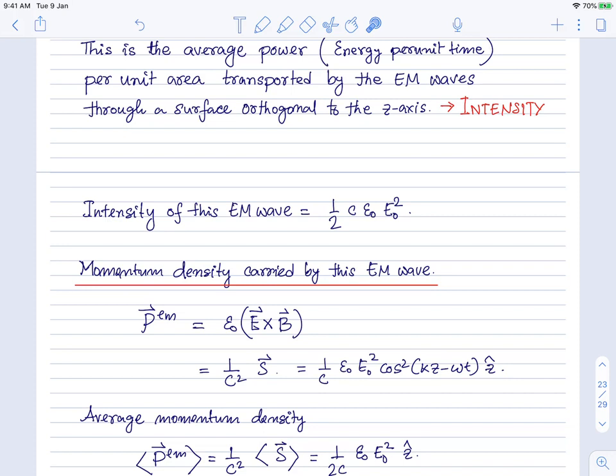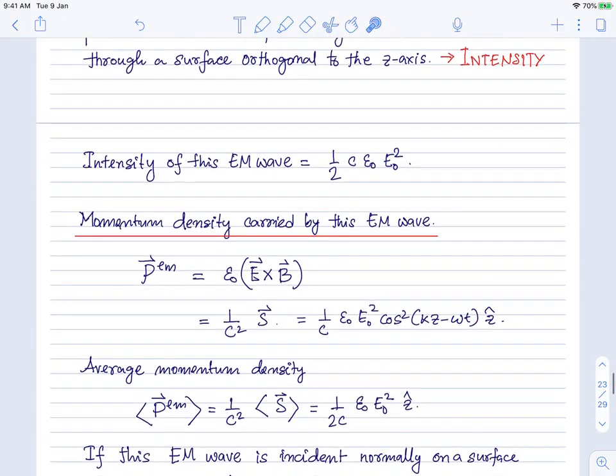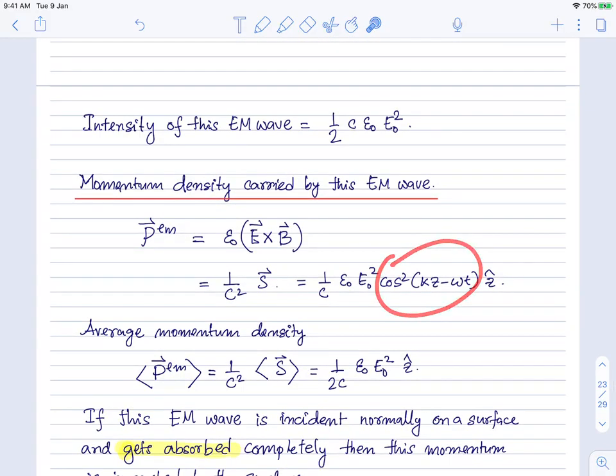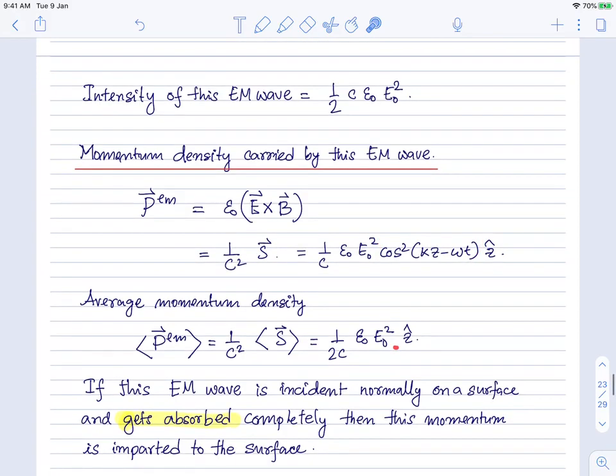So the factor of c will cancel from the numerator. So this will be 1 over c times epsilon naught E naught squared. Again, if you take the time average, this will give you a factor of half, so half times epsilon naught E naught squared over c. This is the momentum density. This is the average momentum density which is being carried by the electromagnetic waves.